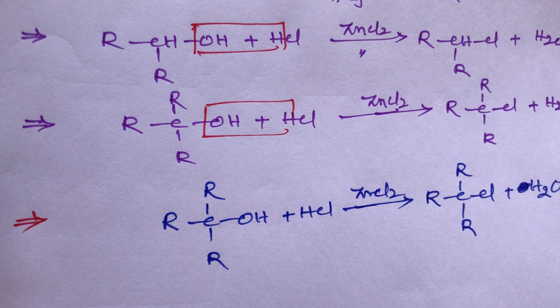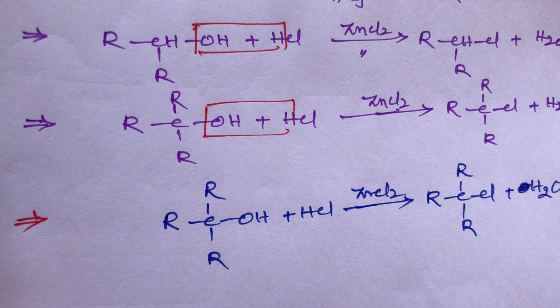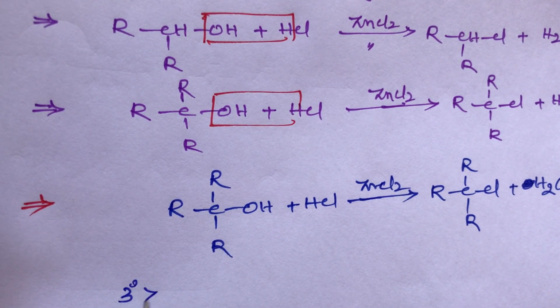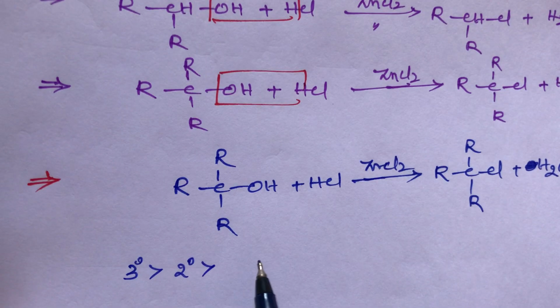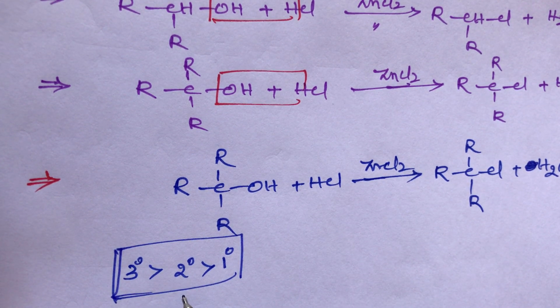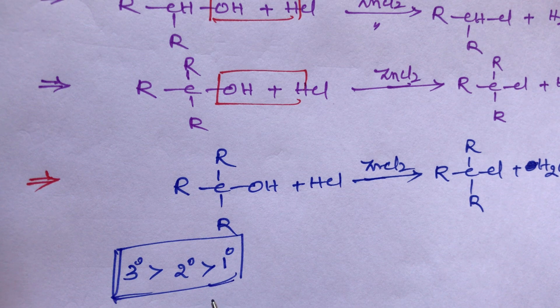The Lucas test depends on the stability of carbocation. The rate of reaction is directly proportional to the stability of carbocation. We know that tertiary carbocation is more stable than secondary carbocation, and secondary carbocation is more stable than primary carbocation. This is the order we follow. So in the Lucas test, tertiary alcohol reacts very fast, within a fraction of a second.